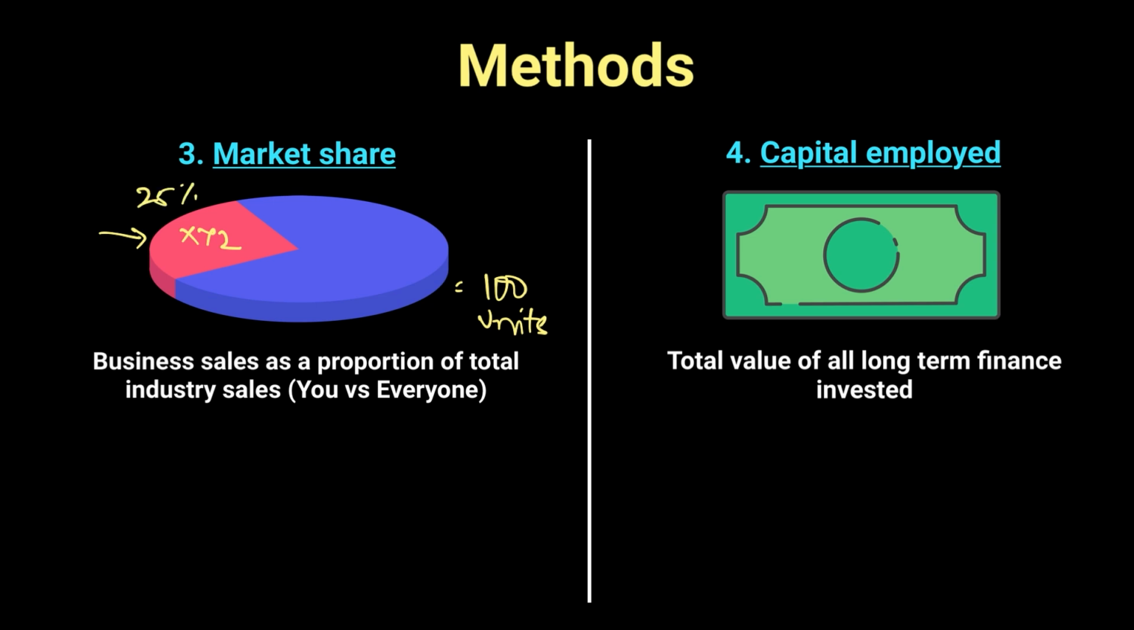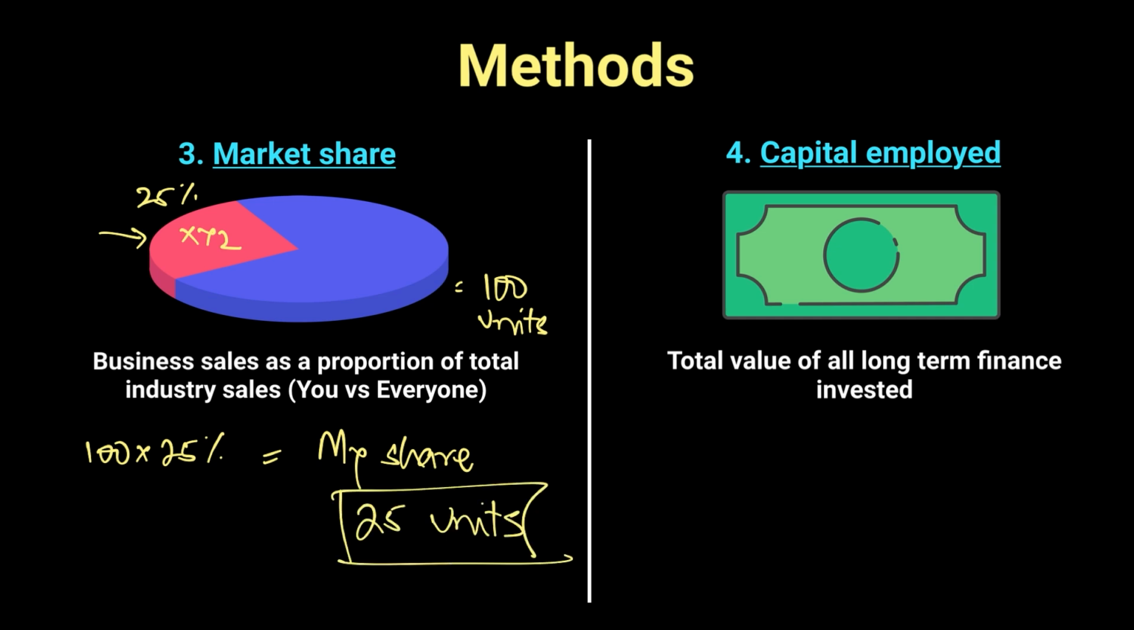Now, I know that if 25% is my share of the entire market, then 100 units times 25% will give me my share of the entire sales, which is 25 units. So market share simply helps to determine how much you sold as compared to everyone else. Now, what I could have done more is perhaps divide this into 2 or 3 different companies. So another company A, company B, company C, and simply see according to their percentages.